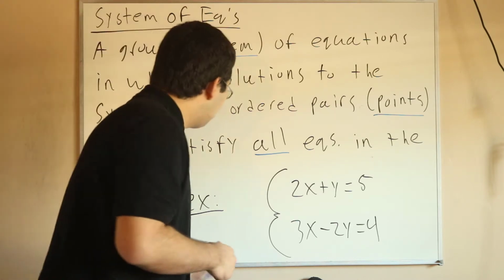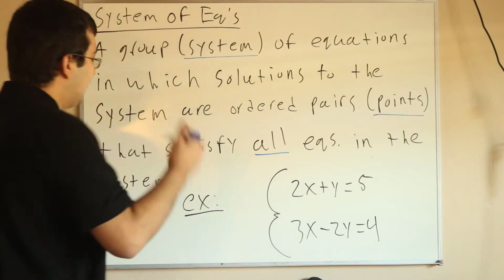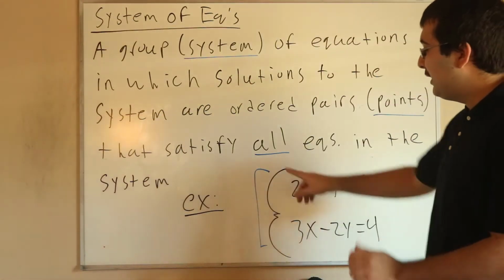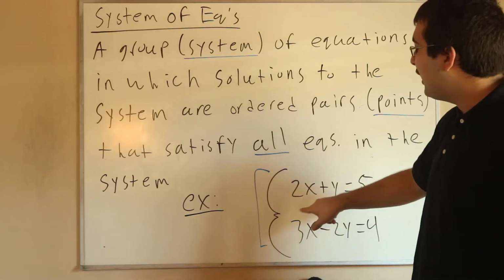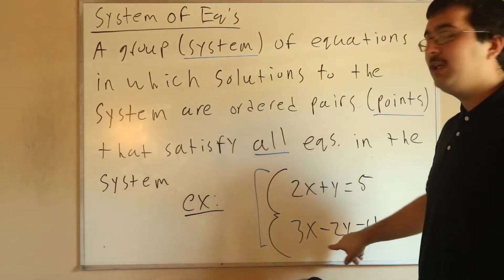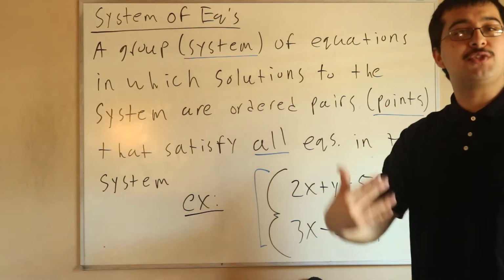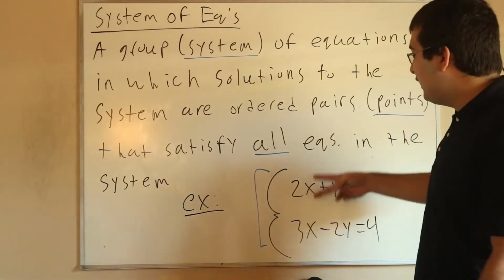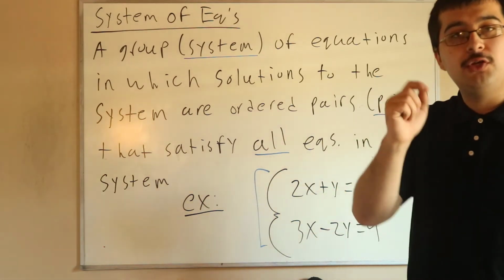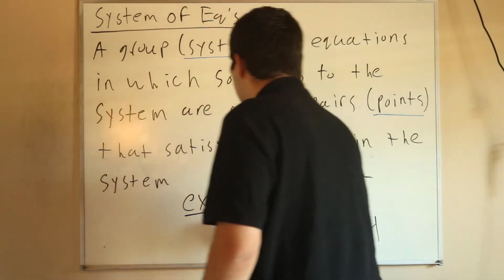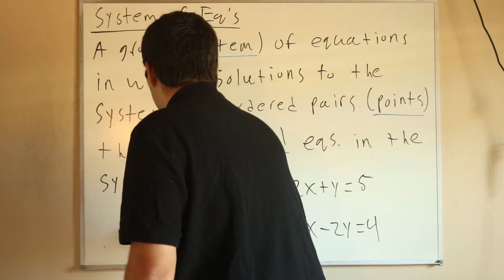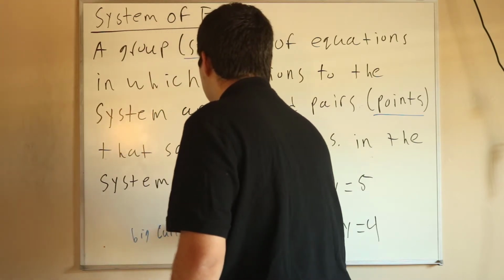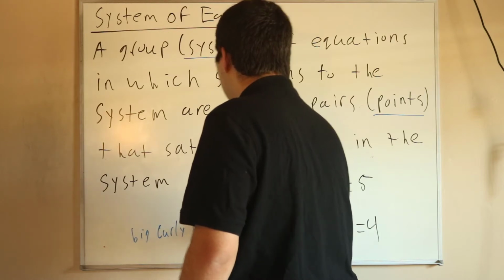So just to get the notation out of the way real quick, this big curly bracket is encompassing both equations. This is our notation for systems. If you see something like this, that is indicating these equations grouped together are viewed as a system. So big curly brackets mean system.